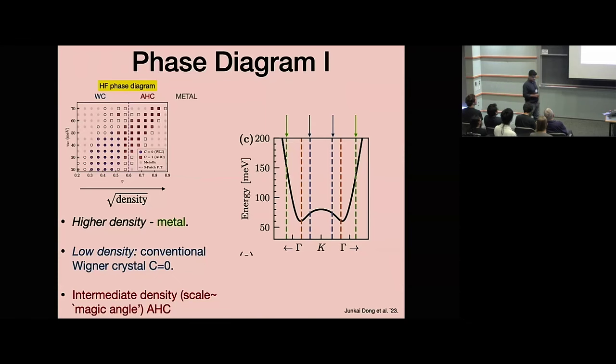insulator. Okay, but you'd also like to understand the phase boundary between the Chern 0 and the Chern 1 insulator. We know that you should be able to tune that as a function of density, and you also see it in this Hartree-Fock phase diagram. So what really sets that competition?